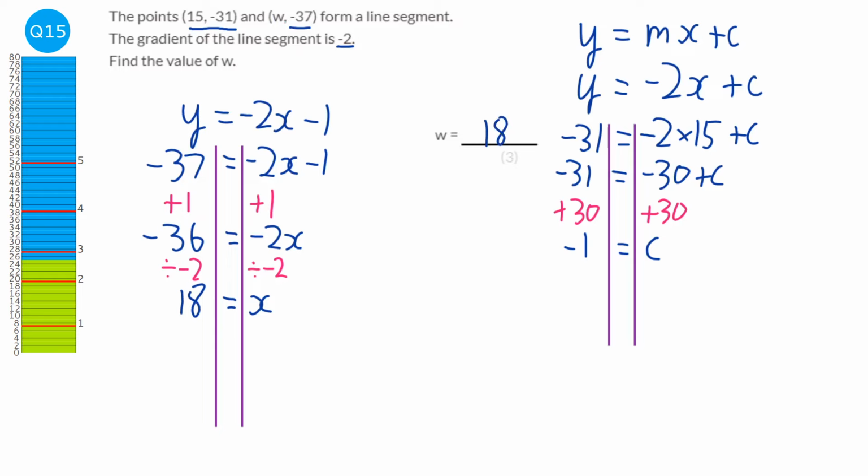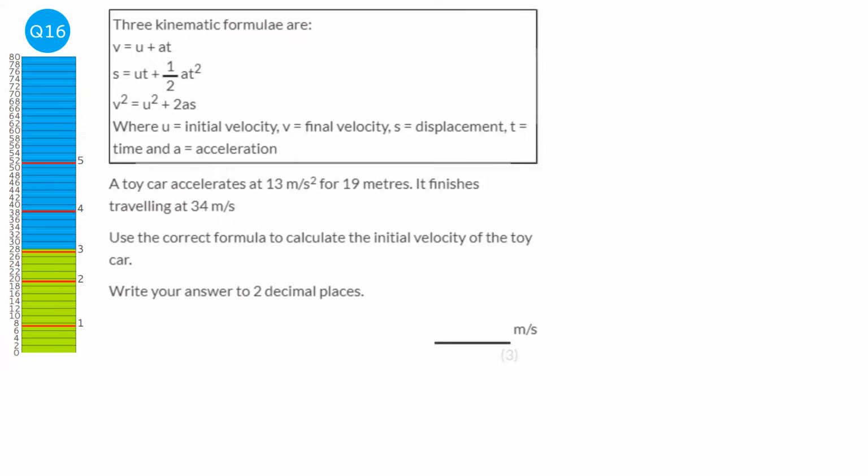So w is 18. So let's look through this question to see what information we're given and what information we're looking for. So we're given the acceleration is 13 meters per second squared. We're also given the distance is 19. And we're also given the end velocity, which is v, is 34. And we're looking for the initial velocity. So which of these formulae include a, s, v and u? That's got a t in it, that's got a t in it, so it's going to be this one here.